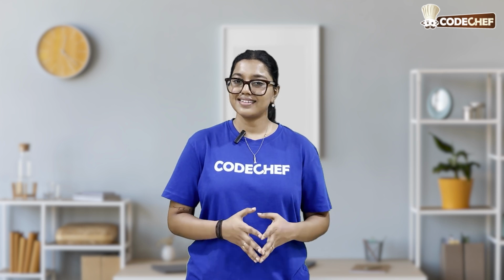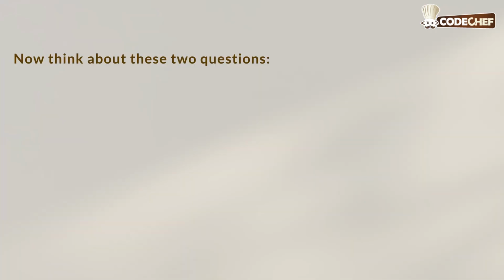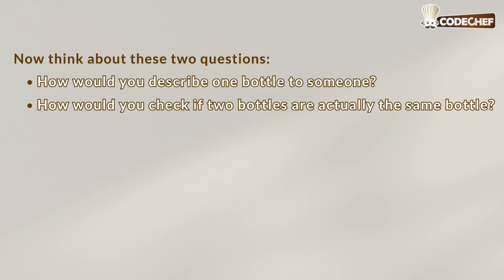So let's get started. Before we jump into the technical part, let's understand this with a simple real-life analogy. Imagine you have two identical water bottles. They look the same, have the same color, same shape and same label. But physically they are still two different objects. You can hold one in each hand. Now think about these two questions. How would you describe one bottle to someone? How would you check if two bottles are actually the same?